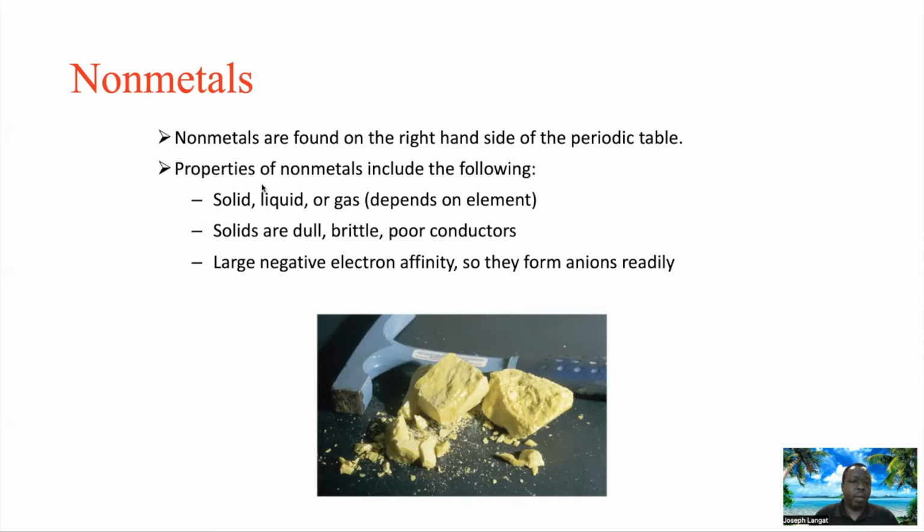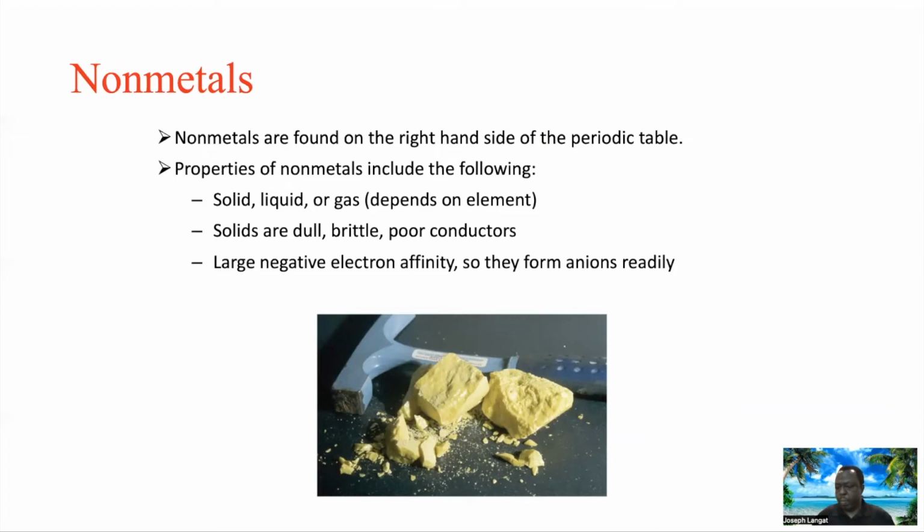My exam periodic table will not be shaded, so please remember where they are. Now, properties of nonmetals include the following. They are solid, liquid, and gas. Iodine, for example, is solid at room temperature. Bromine is a brownish liquid at room temperature. But most of them are gases at room temperature.